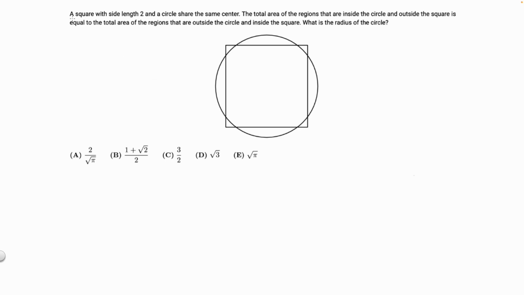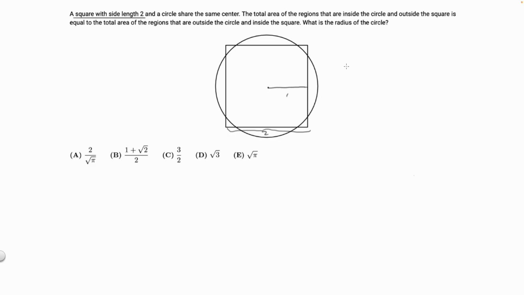So from the problem given, we have a square that has a side length of 2. So we can draw that here. It has a side length of 2, and if it has a side length of 2, then half its length is going to be 1. And to solve for the radius of the circle from the given conditions, we can set up an equation to find the area of the circle and the square, and then subtract them.